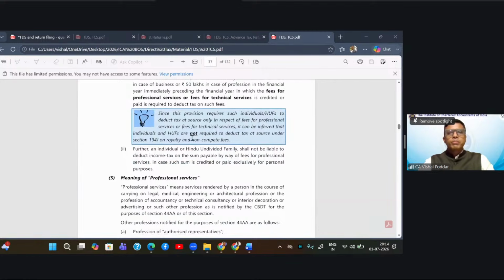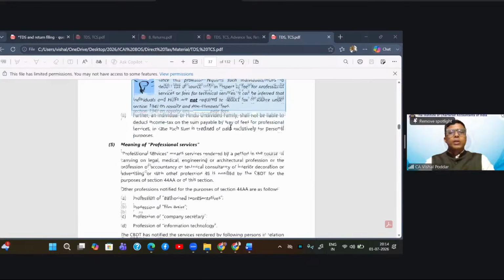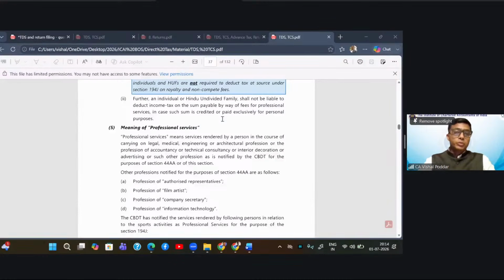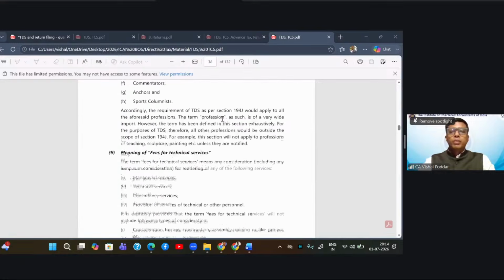This we know. What is important is this part. Since this provision requires individual HUF to deduct tax at source only in respect of fees for professional service or technical service, it can be inferred that individual HUFs are not required to deduct TDS on royalty. Okay, that is fine. Now this is the main point. An individual HUF shall not be liable to deduct income tax on sum payable by way of fees for professional service in case such sum is credited or paid exclusively for personal use. Now, had this payment been made by an individual to the hospital, this particular relaxation would have come and there was no requirement of TDS. But that is not the case.